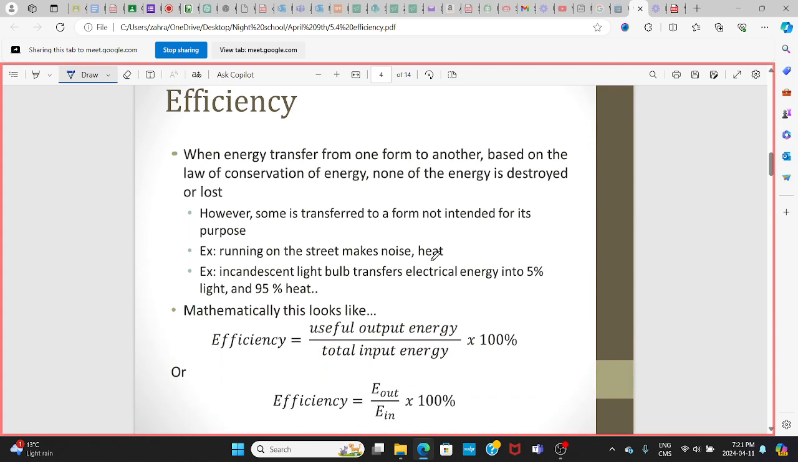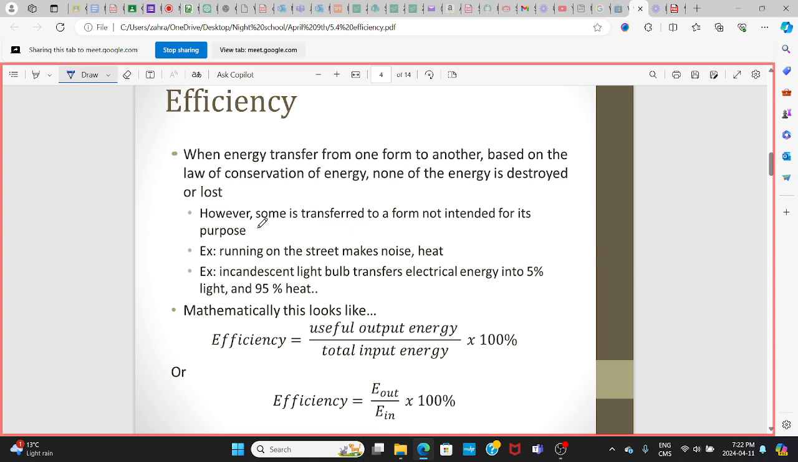Here, when energy transfers from one form to another, based on the law of conservation of energy, none of the energy is destroyed or lost. Okay, let's try to understand that. According to conservation of energy, the energy is not destroyed, right? It is just transferring from one form into another form. However, some is transferred into a form not intended for this purpose.